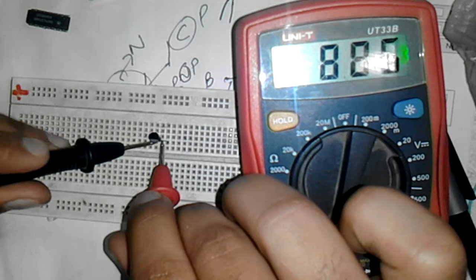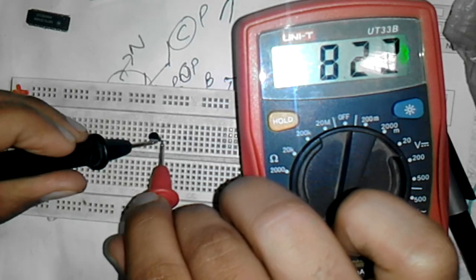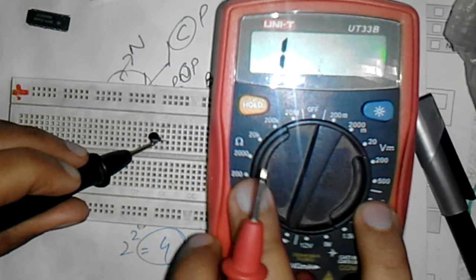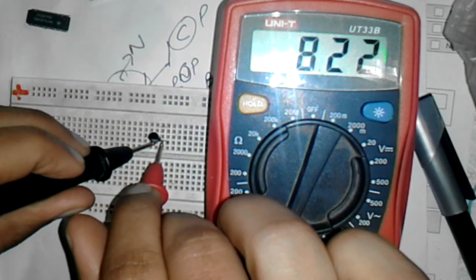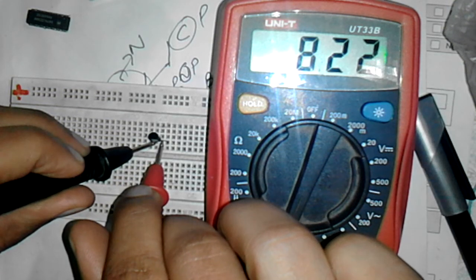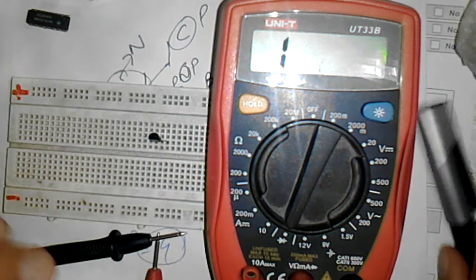So for an NPN transistor, I have to touch my positive lead to the base of the transistor and touch the right side terminal of the transistor. As you see, this right side terminal gives the 822 value. So write it down.